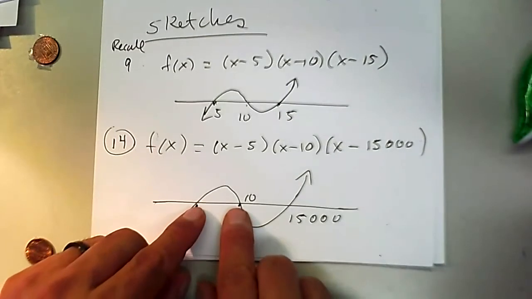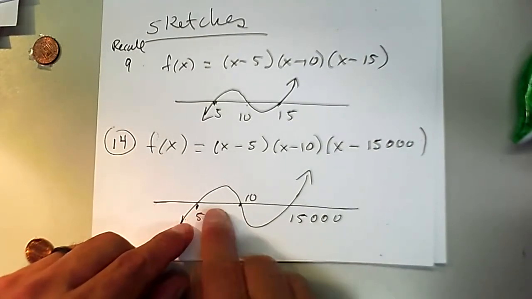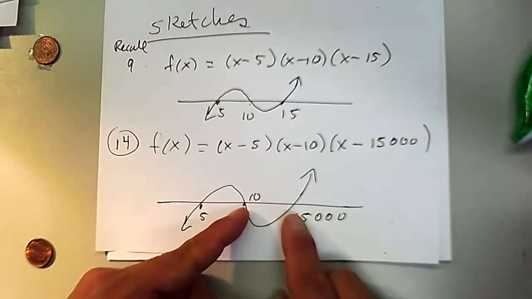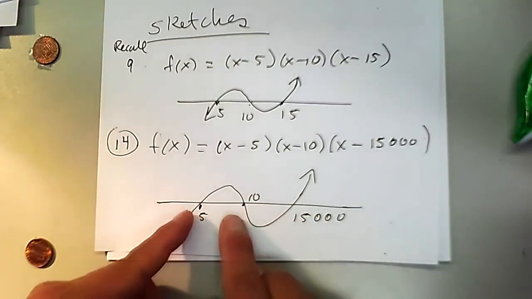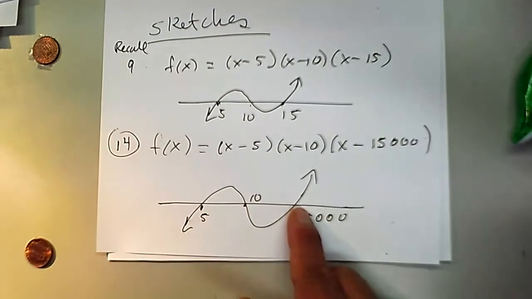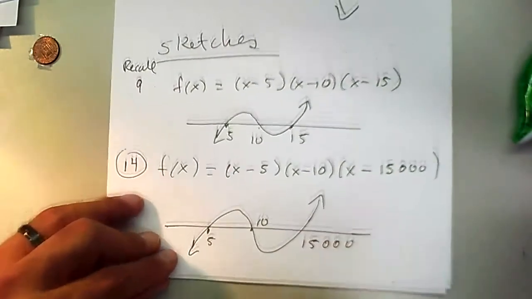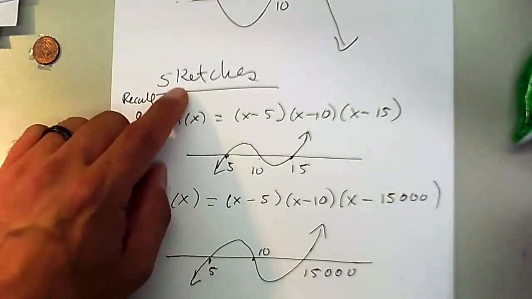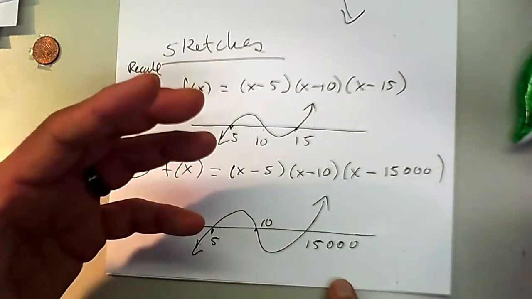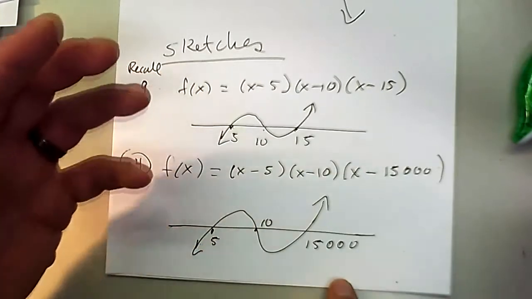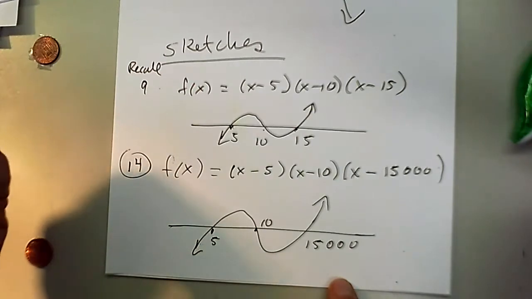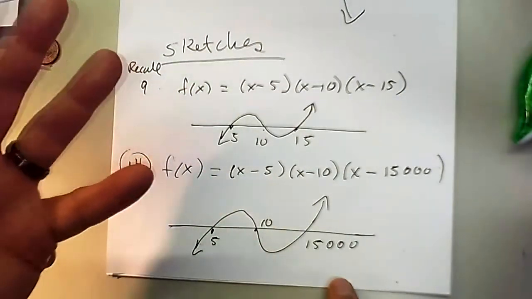How come this distance is 5? From 5 to 10, there's 5 in between. From 10 to this is going to be 14,990. It doesn't make sense that this is 5 and this is 14,990. Well, no, it doesn't make sense. You are right. However, we are drawing a sketch. A good sketch shows the important parts of a graph, even though we have to break up the scaling of the graph. That's what a good sketch does.